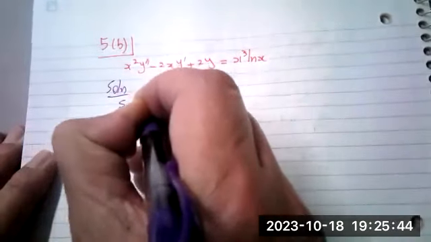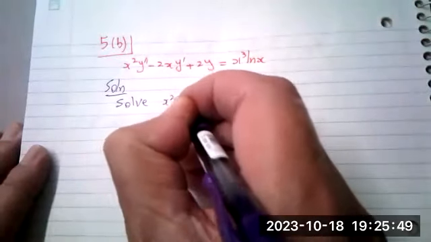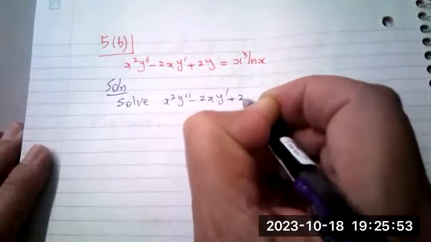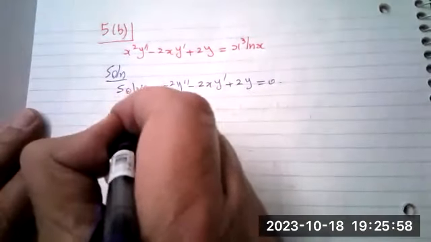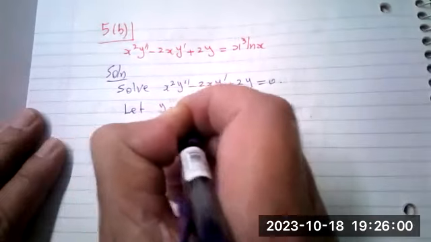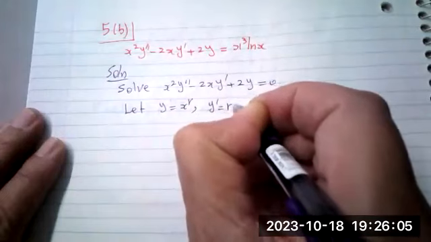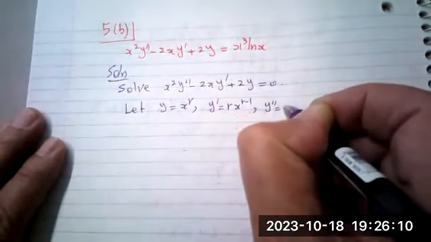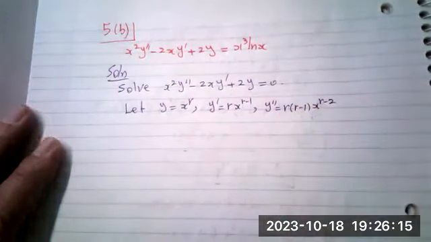Solution. We are going to solve this equation first: x squared y double prime minus 2xy prime plus 2y equal to 0. Again, the suggested solution is x to the r. Differentiate it, r x to the r minus 1, differentiate again, r times r minus 1, x to the r minus 2.